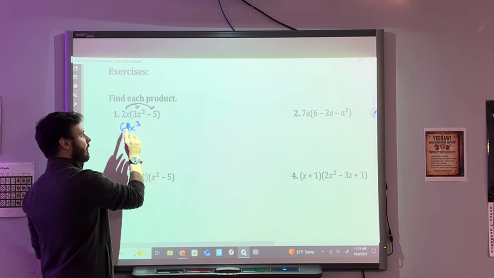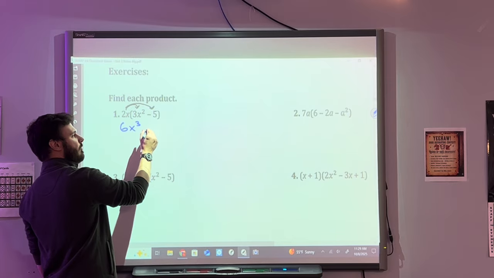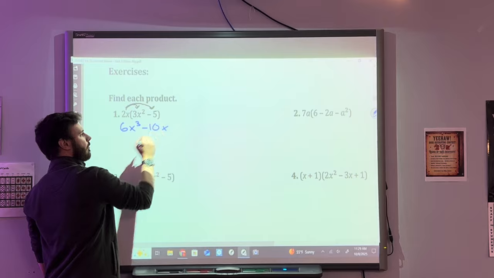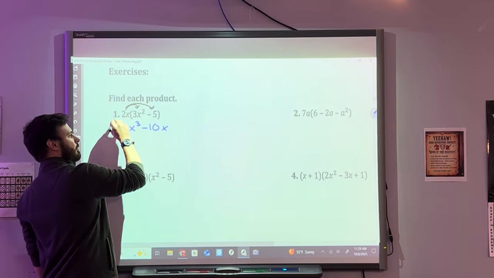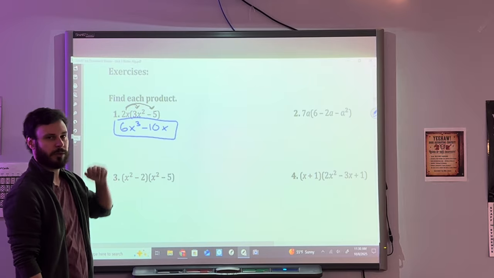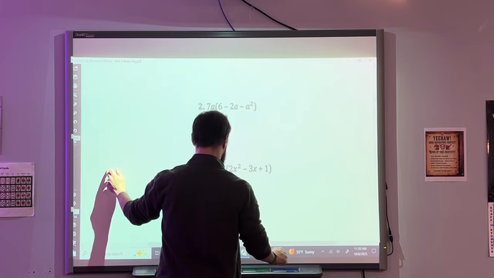Now I'm going to have 2x times negative 5, well, real with real. 2 times negative 5 is negative 10. And that x is just coming along for the ride. I can't simplify it any more than that because I can't combine an x cubed with an x, so we're done. Over here, I'm going to do the same thing.